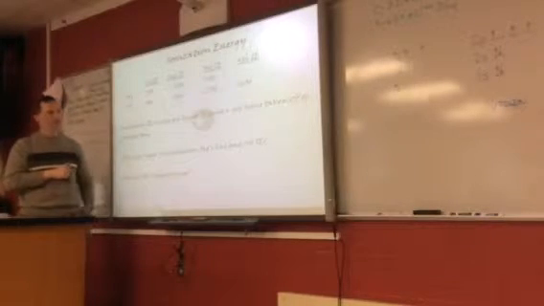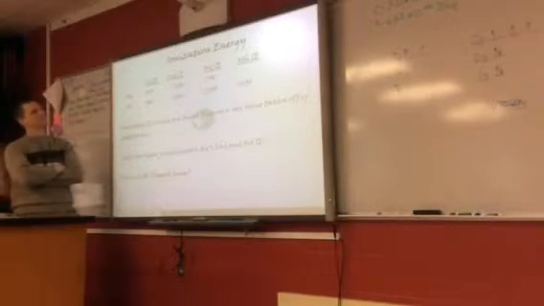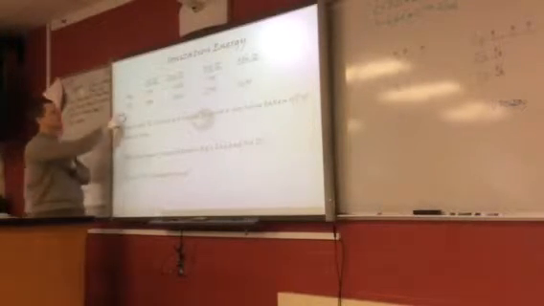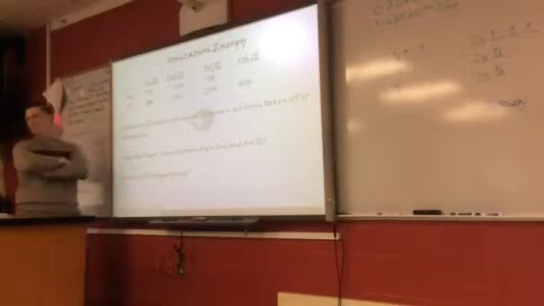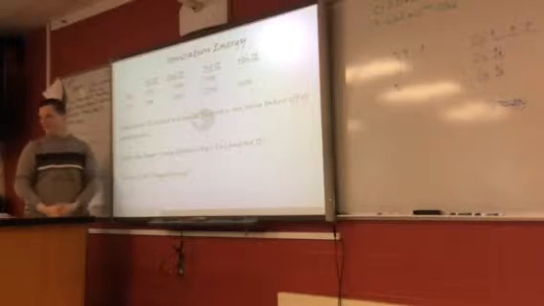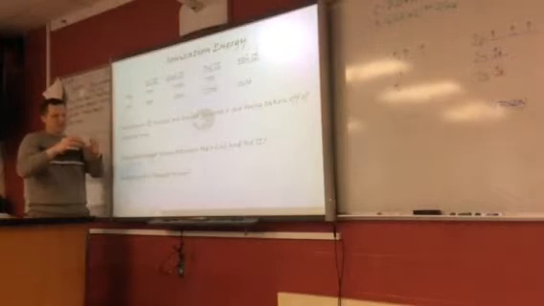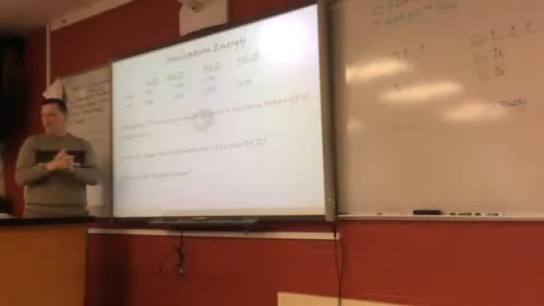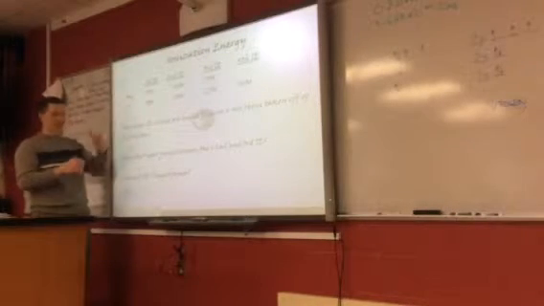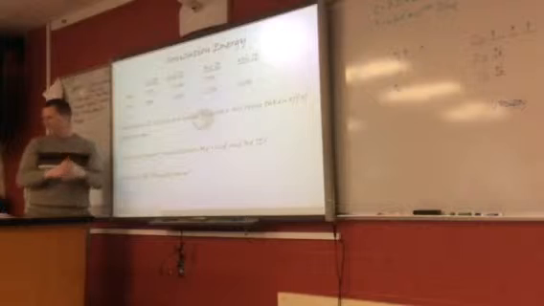Is there a reason why aluminum's ionization energy is bigger than magnesium's? Yeah, because aluminum has 13 protons, magnesium only has 12. And it's got one more electron that you have to pull off of it. So you've got 13 protons holding on to 10 electrons, where magnesium has 12 protons holding on to 10 electrons. It's going to take more energy.